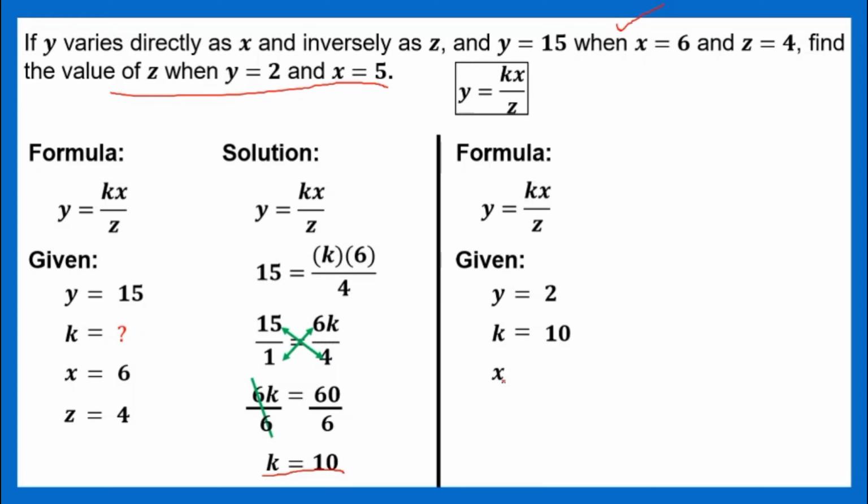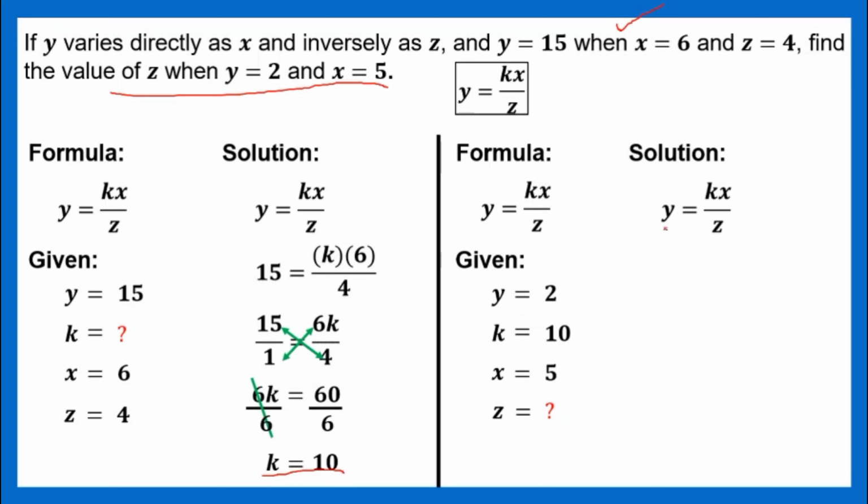Then after that, ang x naman dito ay 5, nakalagay doon. Tapos ang z, syempre, unknown pa din. Kasi nga, find the value of z, di ba? Nawawala yung z. Ayan. Tapos, pwede na siyang masolve kasi isa na lang naman yung nawawala. So, for a solution, don't forget to write the formula.